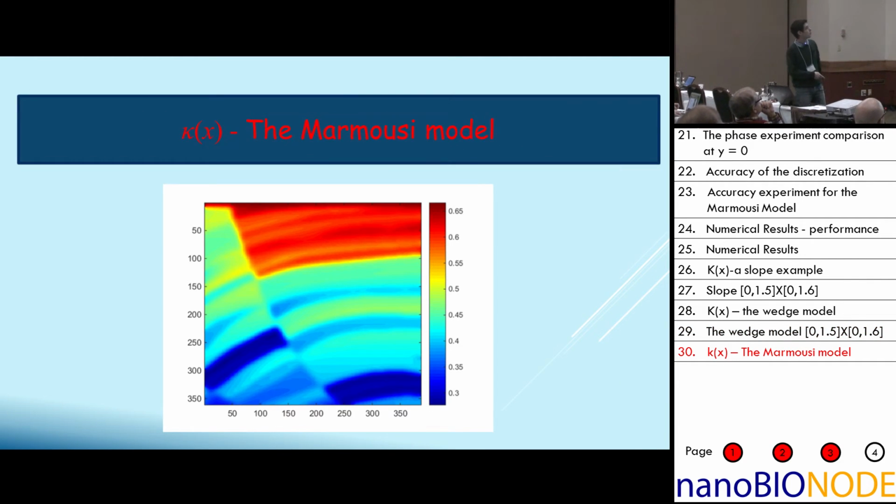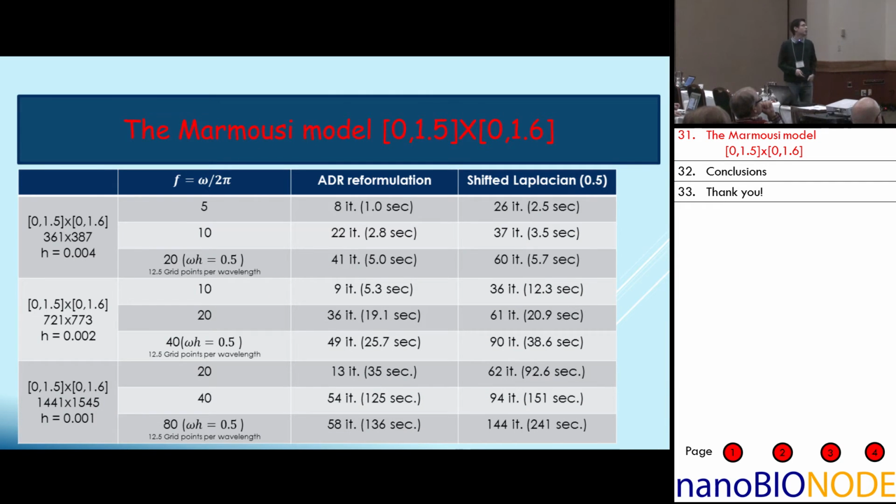So this is the Marmousi model, the last test case. And again, we see the same results. So 41, 49, and 58 compared to 60, 90, and 144, and our timings are better. And again, below, let's say here, below 20 hertz here, we solve the problem really, really fast.